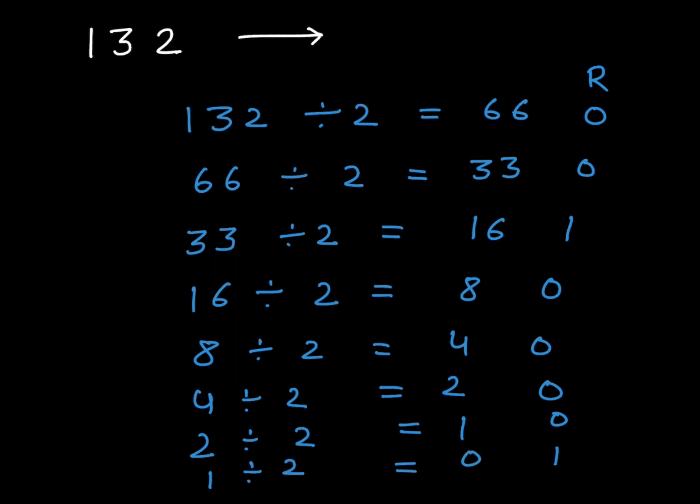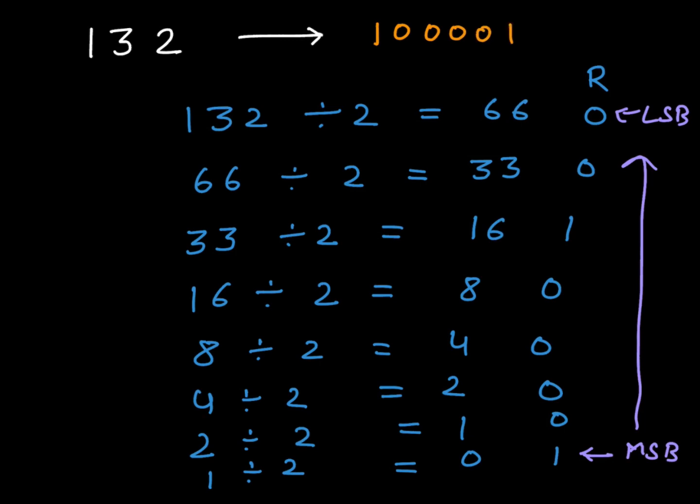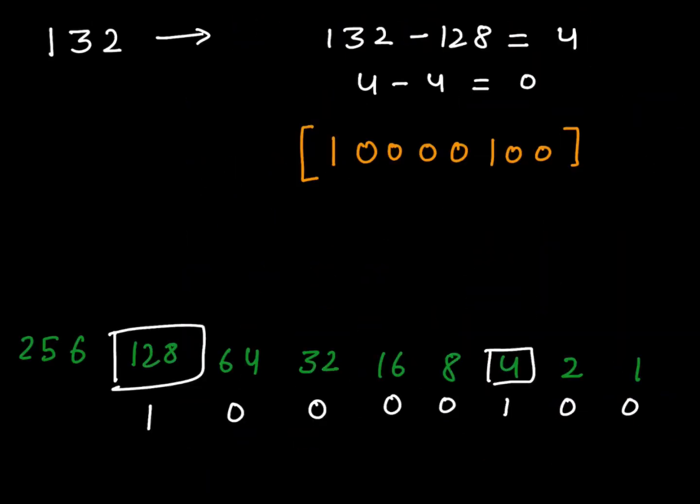So we have the MSB here and the LSB here, and we go from the MSB to the LSB. We write the result as 1 0 0 0 0 1 0 0. That is the answer. If you check it against the subtraction method, we have the same answer.